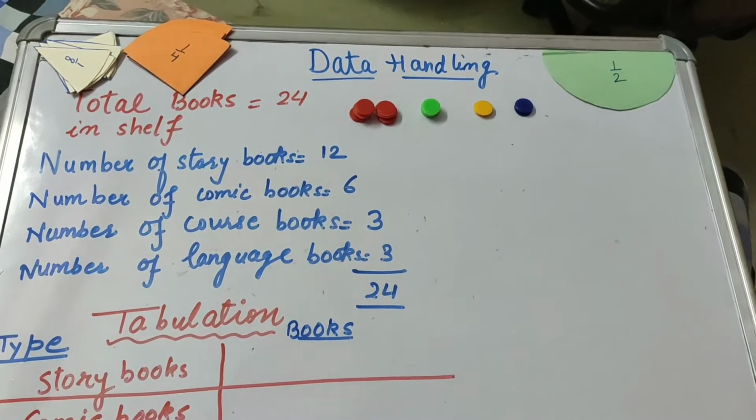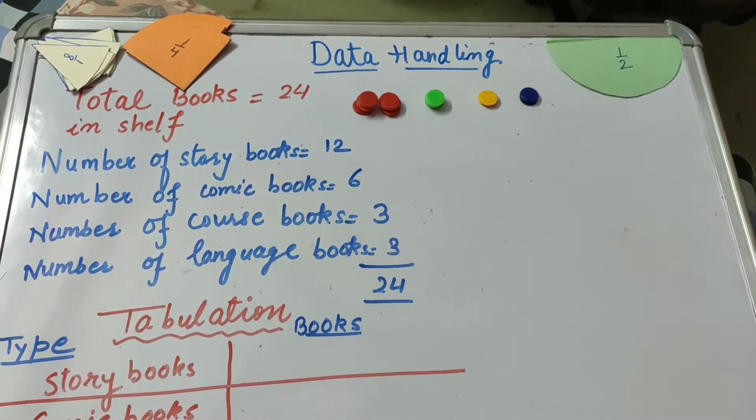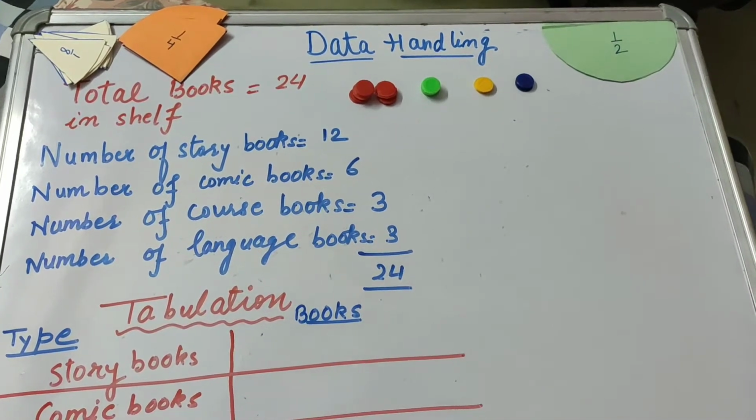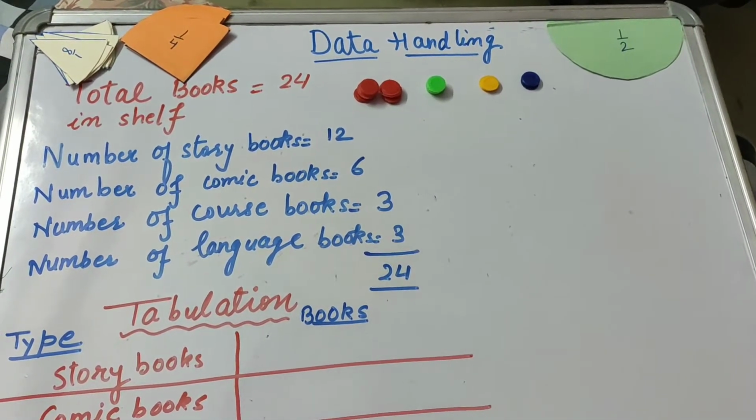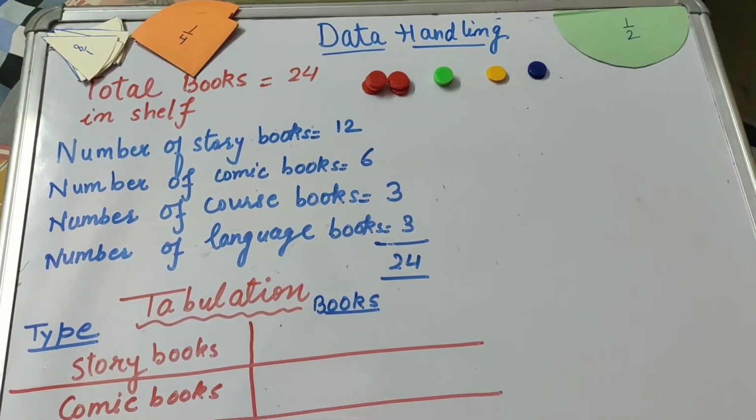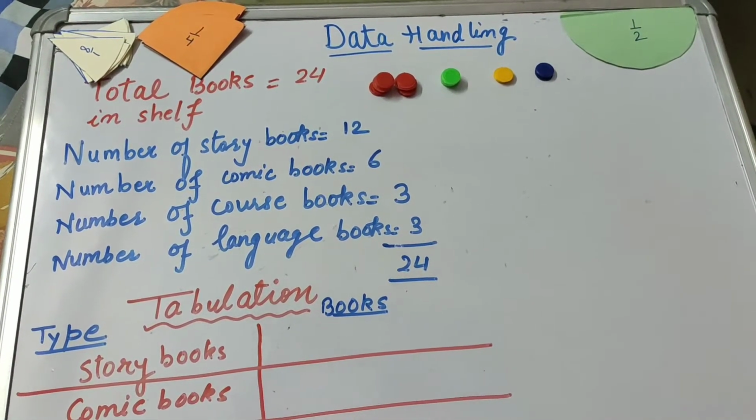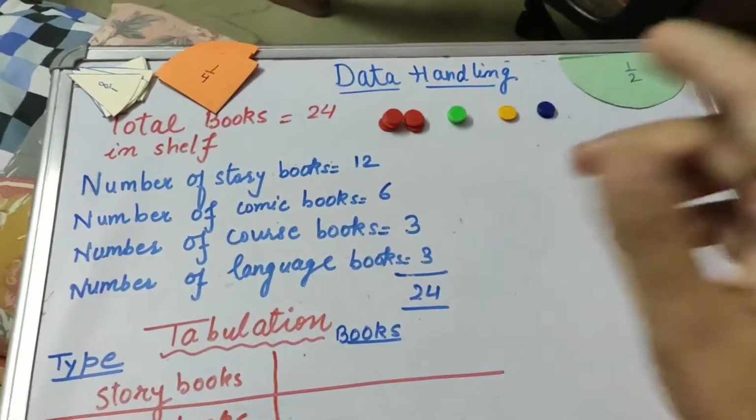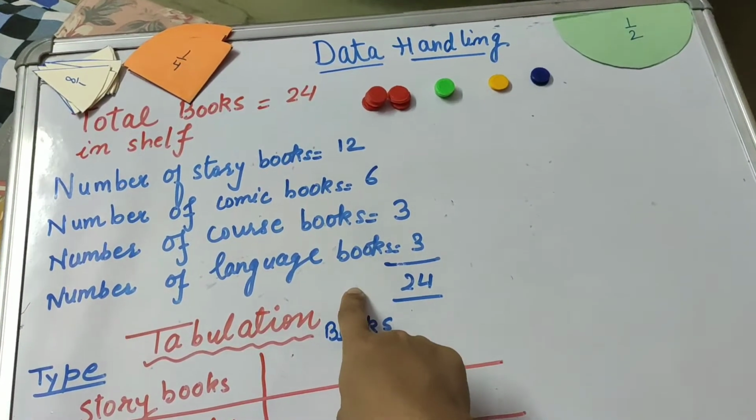So I have number of story books, which are 12, number of comic books, which are 6, and number of course books, which are 3, and language books are also 3. So here comes my total of 24 books. Okay, so first I want to present them in a tabulation. Now using this I think a sort of tabulation is already done here.